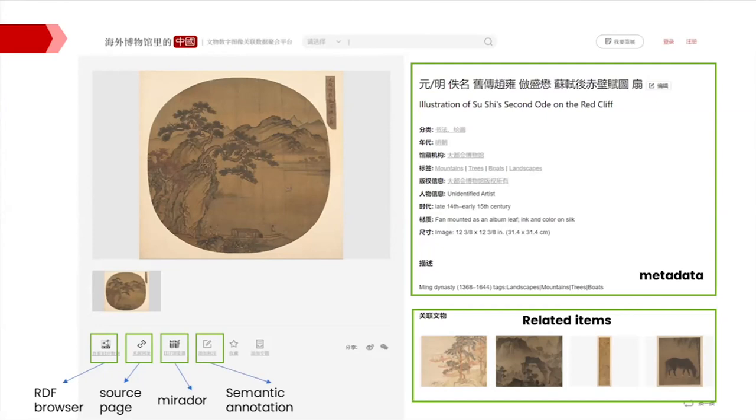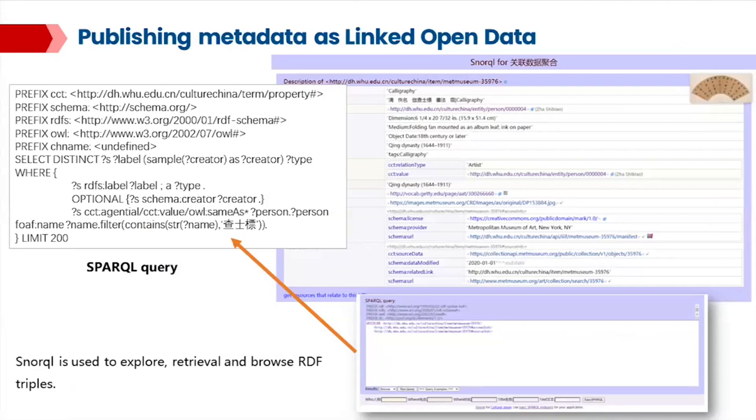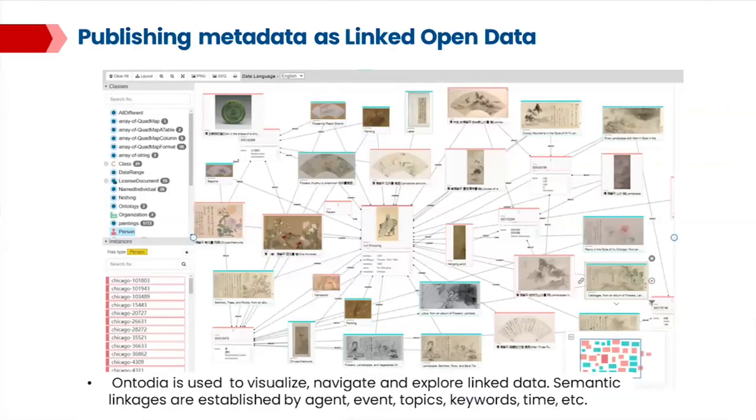The aggregated metadata was enriched and published as linked open data, so the clients can query and access the data via SPARQL endpoint. We use Snorql to explore, retrieve, and browse RDF triples. The platform also applies OntoDia to visualize, navigate, and explore linked data. Semantic linkages are established by agent, event, time, subject, keywords, or other relationships.